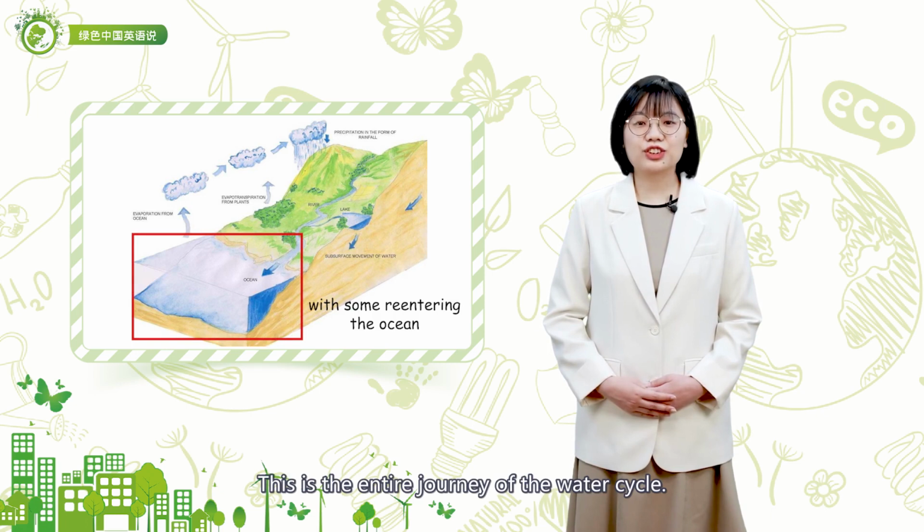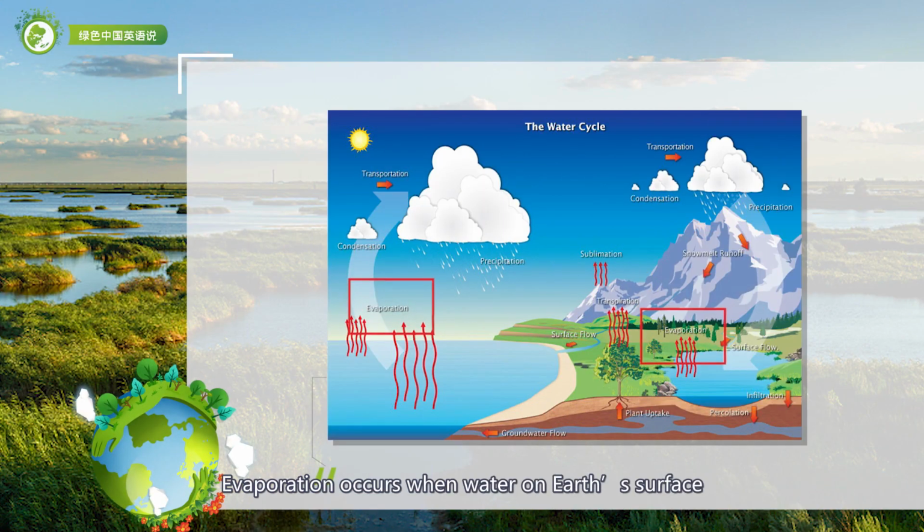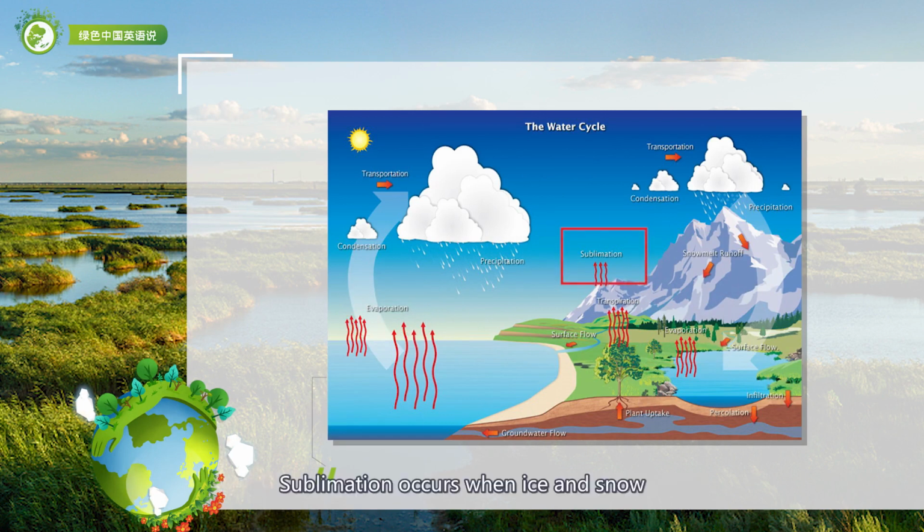This is the entire journey of the water cycle. Okay, let's go over the key processes in the water cycle once more. Evaporation occurs when water on Earth's surface changes to water vapor. Sublimation occurs when ice and snow change directly to water vapor without first melting into liquid water. Transpiration occurs when plants release water vapor through leaf pores.